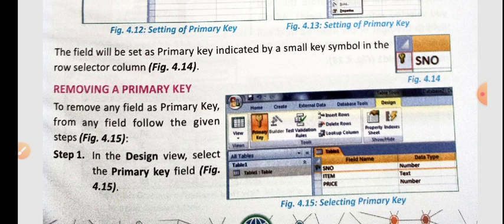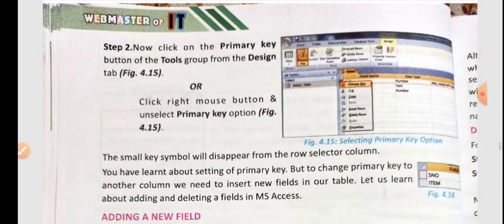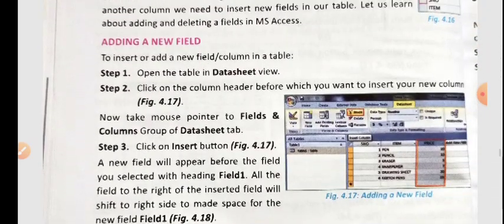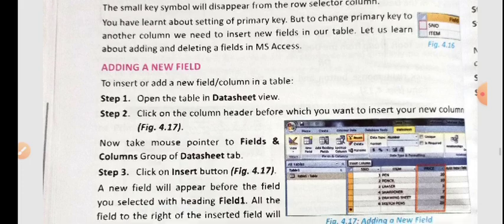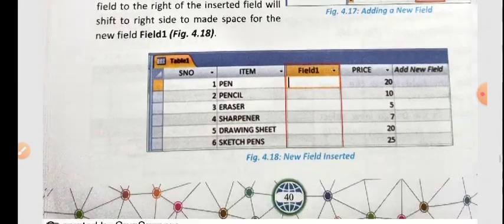And similarly you can also remove the primary key. What you will have to do is select the field and right click, and from the context menu again click on the Primary Key option, because this is a toggle key, and from here you can remove the primary key. So these are the options for how you can add or remove a primary key.